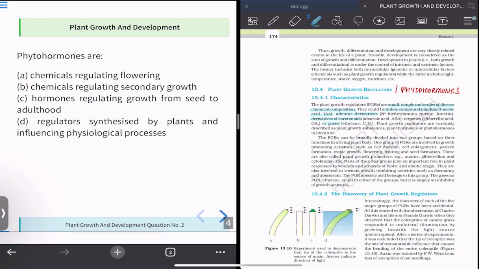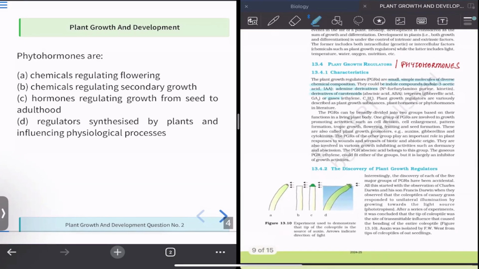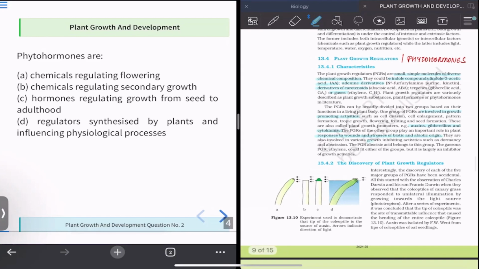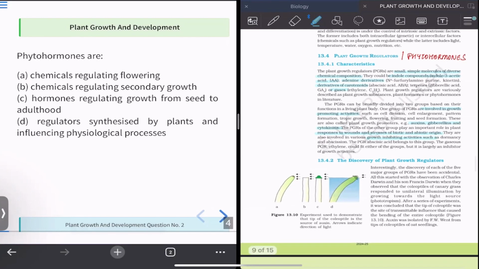And they are divided into two categories. One is involved in growth promoting activities, and examples are auxins, gibberellins, and cytokinins. And the other group plays an important role in response to wounds or stresses of biotic and abiotic origin. They are involved in growth inhibiting activities, and the examples of this are ethylene, which can fit in both of these but is considered a growth inhibiting one, and abscisic acid, which is also growth inhibiting.